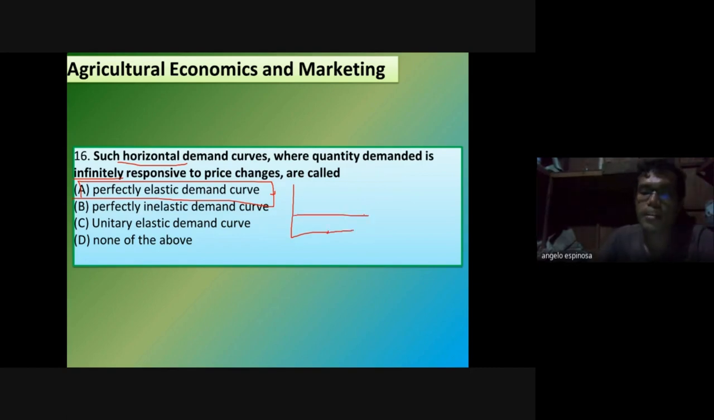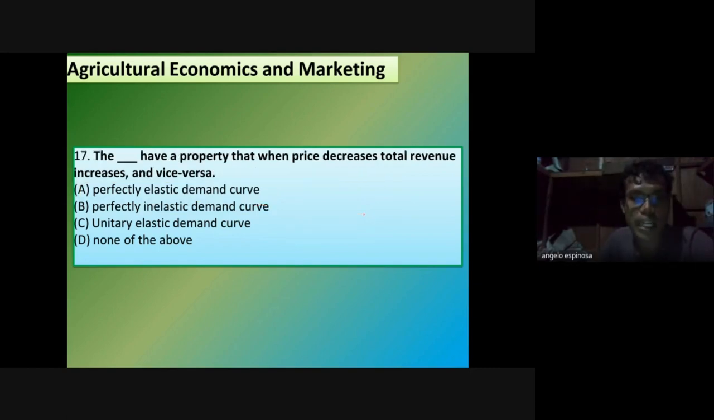Okay. Next, number 17. The blank have a property that when price decreases, the total revenue increases and vice versa. So what do you think is the correct answer? Pag tumaas daw ang price, ay tataas din ang total revenue. Okay, there's a total revenue which is also increases. So what do you think is the correct answer? The correct answer here is letter A. Okay, that is being perfectly elastic demand curve.